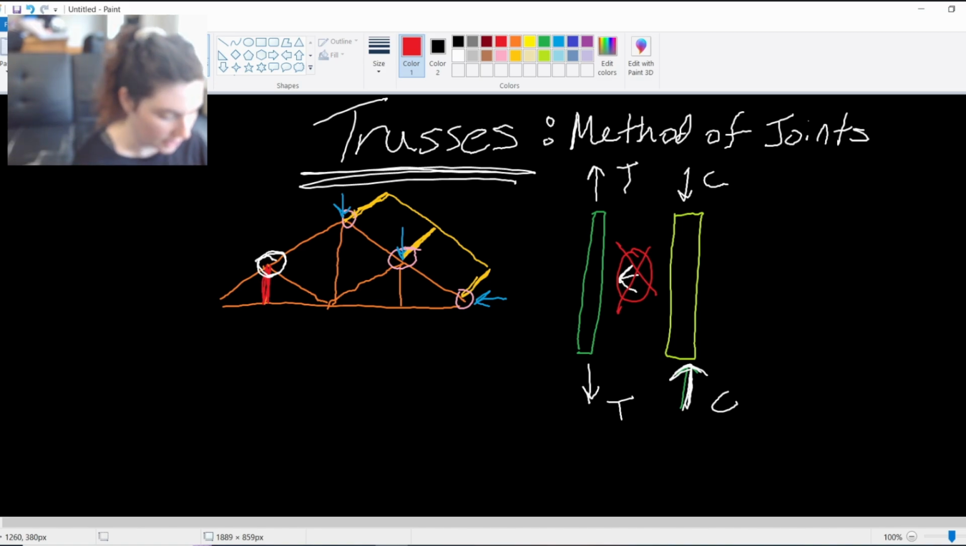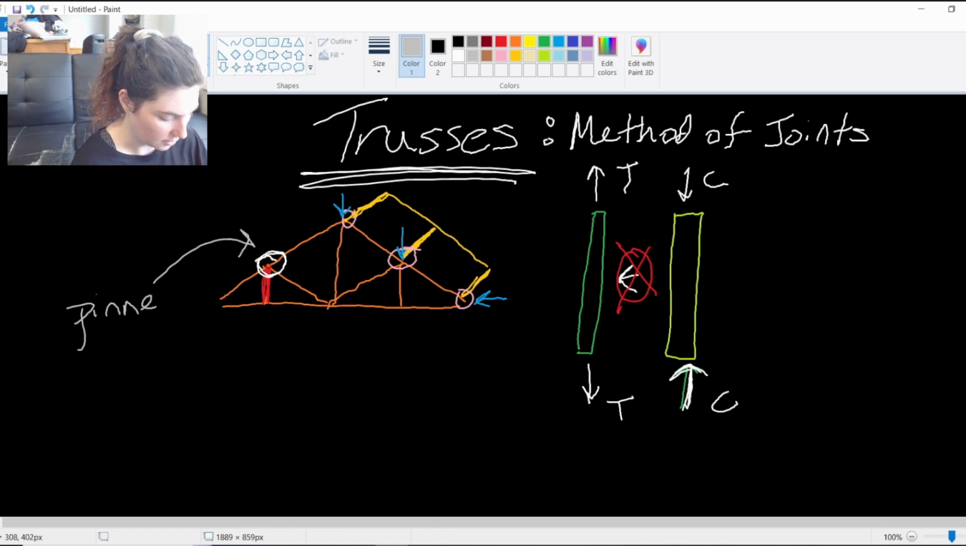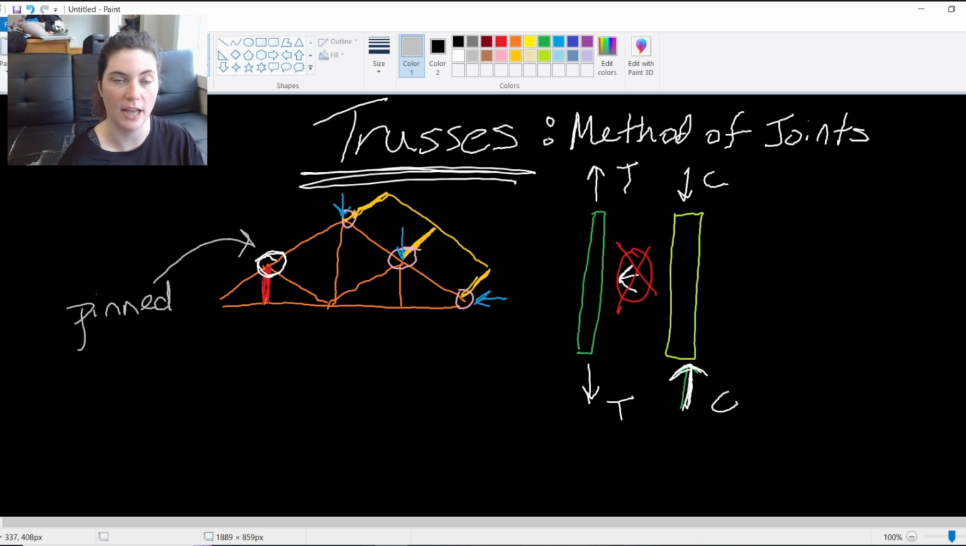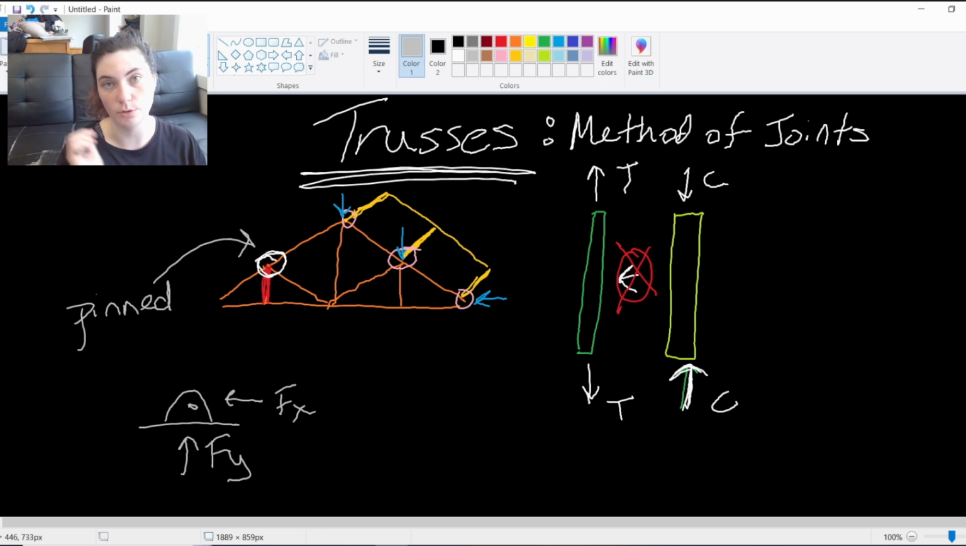And every connection at these joints is going to be a pinned connection. So every location where the members come together is going to be a pinned location. They allow for rotational movement, right? There's no moment restriction, but they're restricted in the X and Y directions, as our pins normally are. They're restricted in the X and Y, but allow for rotational movement.